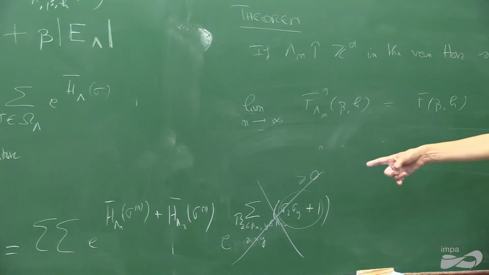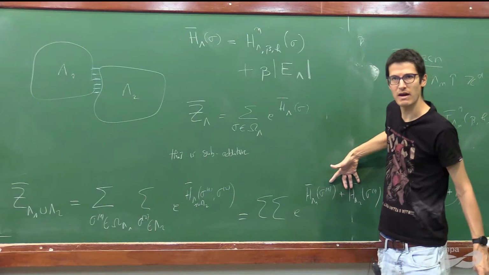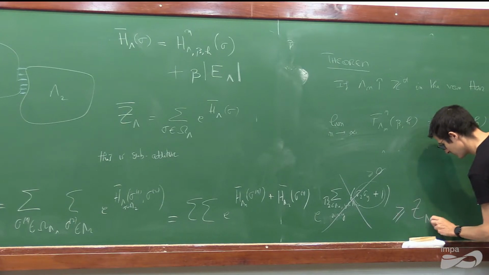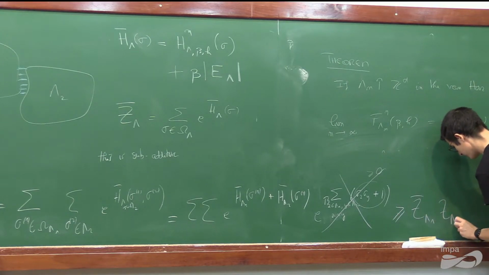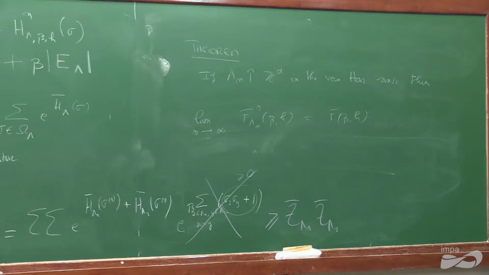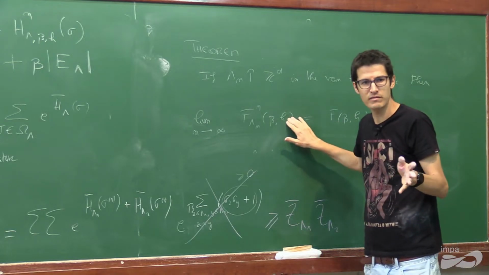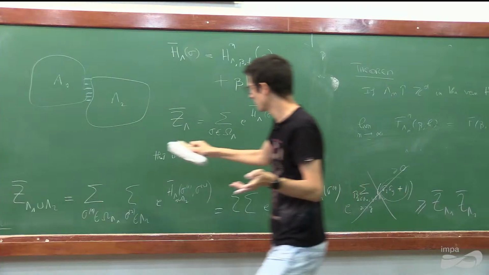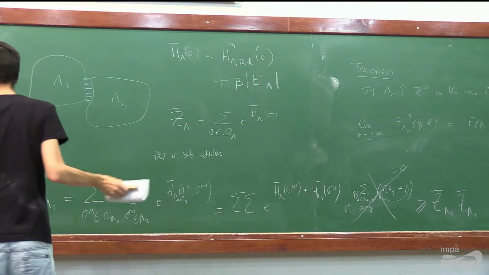So if I want an inequality, I can just ignore this thing. And now I can just factorize this sum, okay? And I get that this is larger than the lambda 1 times the lambda 2. Okay. So I've shown that something is subadditive. The problem is that it's not the thing I want to take the limit of. So maybe I have to justify that this is not a problem.